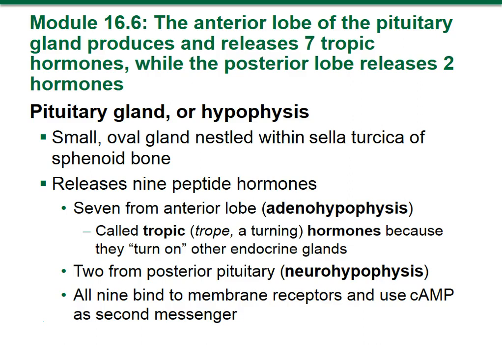It's at the anterior portion of the brain stem at the top, right below the hypothalamus. It releases 9 peptides, so it releases a lot of chemicals. It releases 7 from the anterior lobe and 2 from the posterior. So the posterior pituitary doesn't release as many as the anterior part of it.